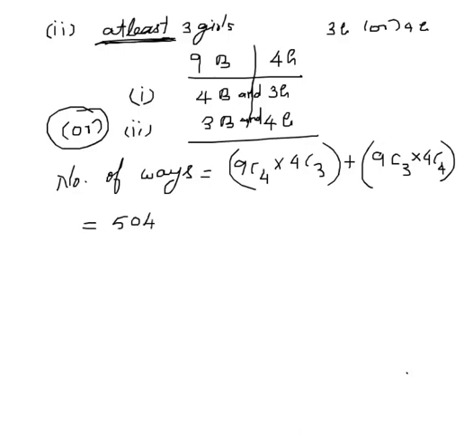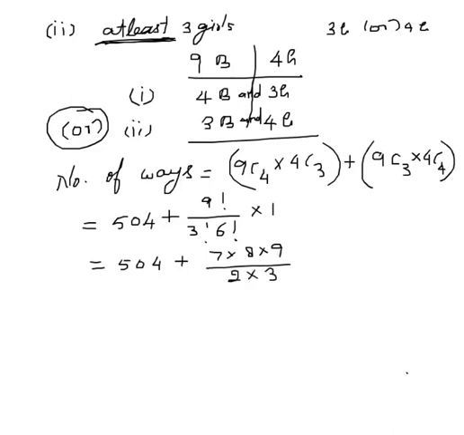This first answer we calculated in the first subdivision, which is 504, plus 9C3. 9 factorial divided by 3 factorial times 6 factorial, into 4C4 is 1. 504 plus, cancel 6 factorial, 7, 8, 9 divided by 3 factorial. 504 plus 84. The answer is 588.